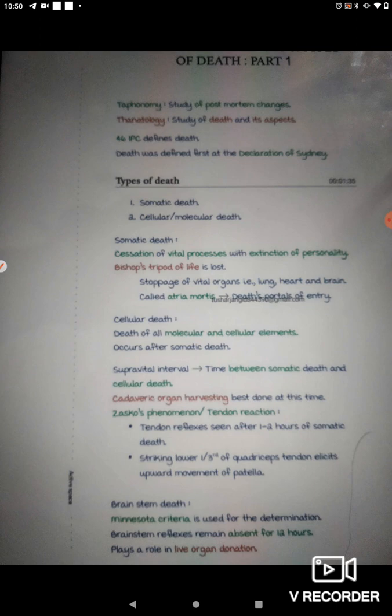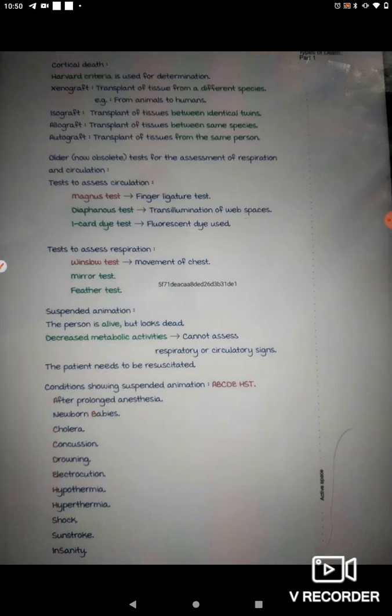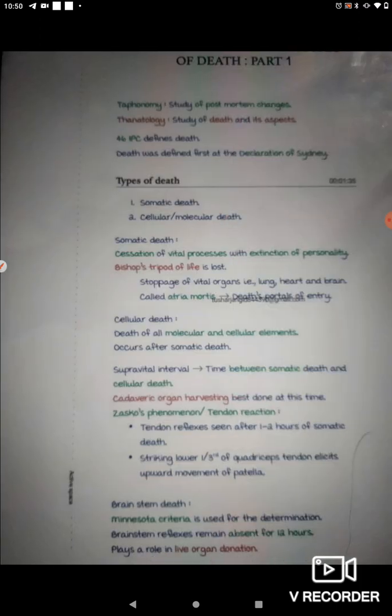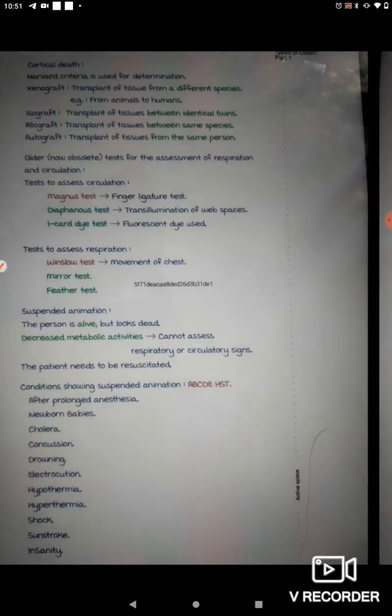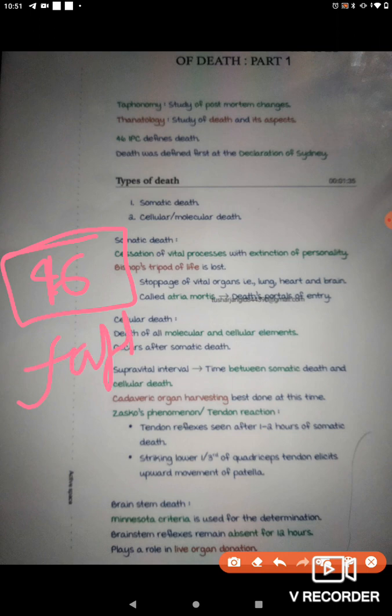Zasco phenomena occur 1 to 2 hours after somatic death. For brainstem death we use the Minnesota criteria, and for cortical death the Harvard criteria. All 5 brainstem reflexes are absent for 12 hours. Brainstem death is used for live organ donation. Then we see Section 46 IPC, which determines death. Death was defined in the Declaration of Sydney. Taphonomy is the study of postmortem changes, and thanatology is the study of death and its aspects.